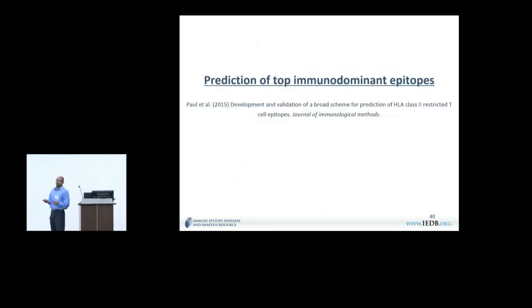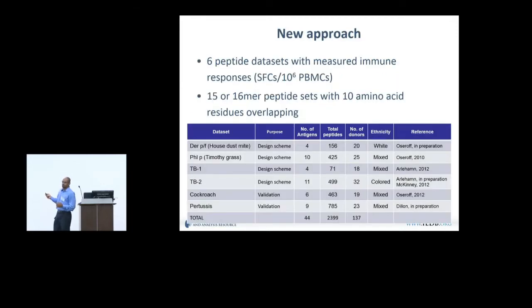Now let me take you through another method that we identified recently. We published this paper this year in the Journal of Immunological Methods. In this study, we used immune response data from different data sets. Instead of binding affinity, we had 6 peptide data sets with measured immune responses in terms of SFC. These are the different data sets that we used. There was one from house dust mite, one from Timothy grass, and 2 data sets from TB. We used a data set from cockroach and pertussis for validation.